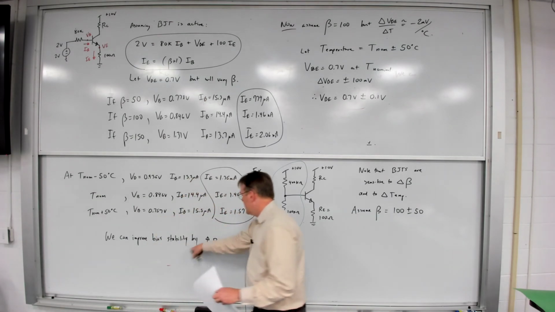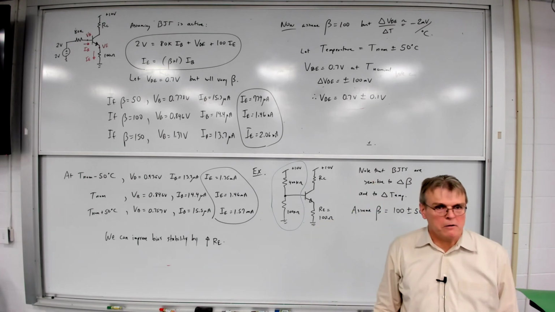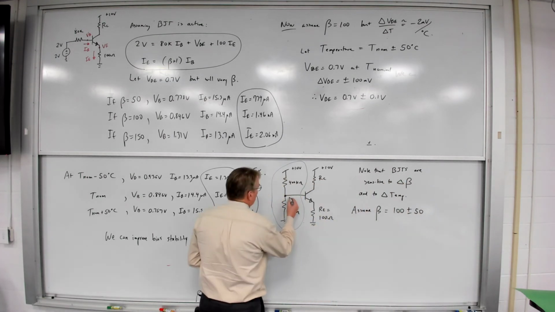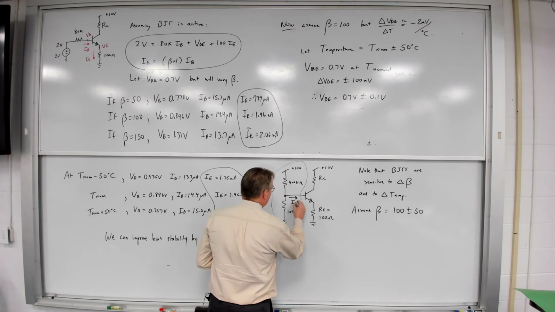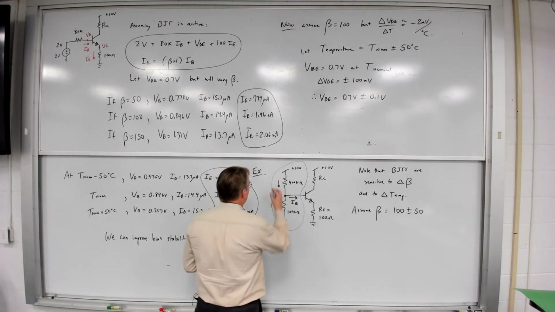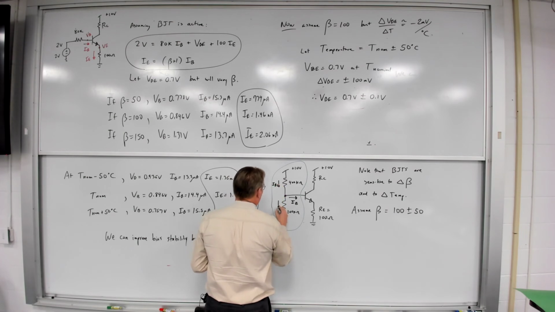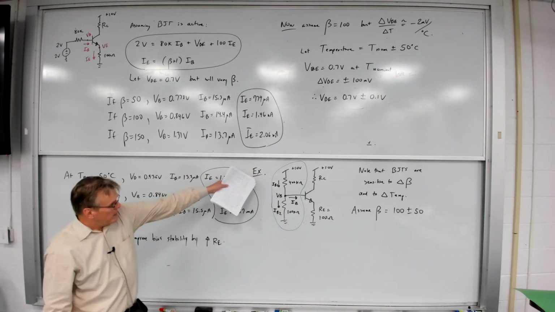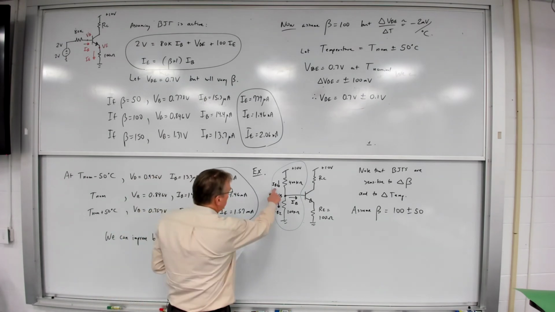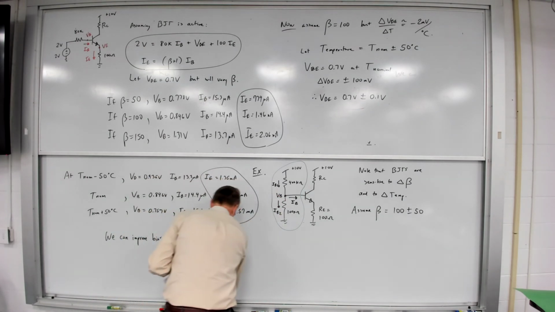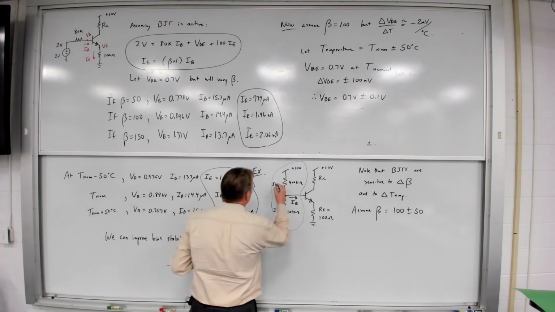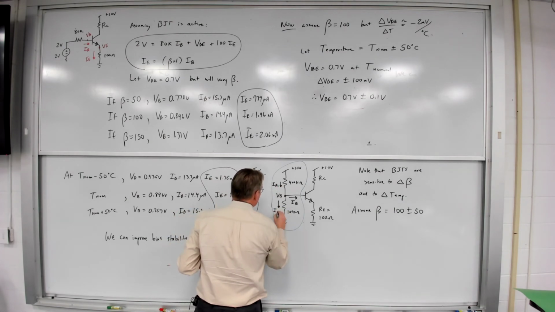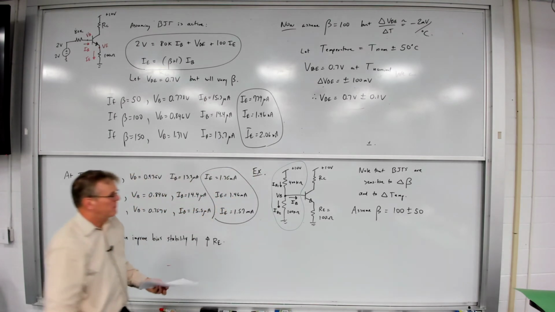I can improve bias stability by increasing RE. That's one thing I can do. I also made another kind of intentional design mistake here too. So I'm going to call this current IB1, IB2, and IB. Actually, I'm going to call these different names. I'm going to call this IR1 and IR2. I don't want there to be any mistake about them being anything but resistor currents. I'll call these IR1 and IR2.